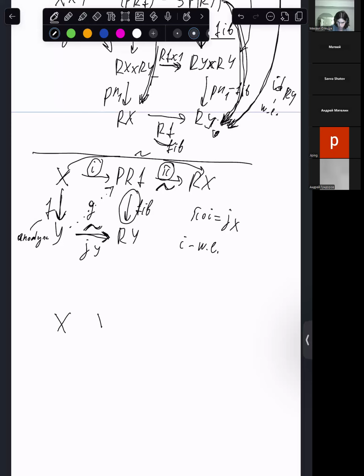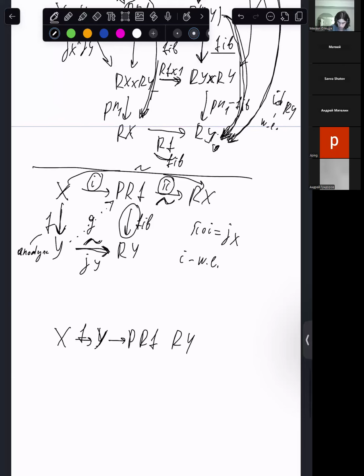We have X, Y, RX, and RY, with J, G, this projection, and here we have I, and here we have J. So we know that I is a weak equivalence and JY is a weak equivalence.